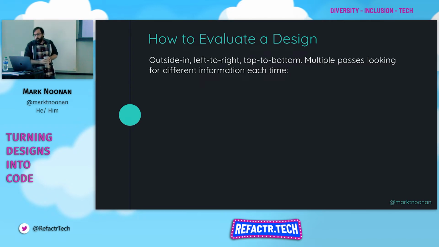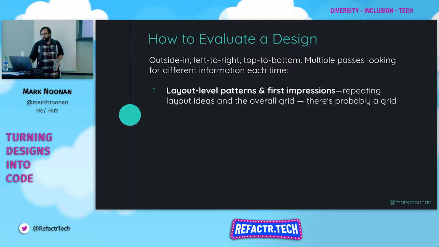So roughly, how are we going to do it? Outside in, left to right, top to bottom, and we'll take multiple passes. I don't do this explicitly anymore, but in the beginning, to try to get good at this, I would do that. We'd start out by looking at layout level patterns. I'm going to go through the five, and then we'll dive into each one.